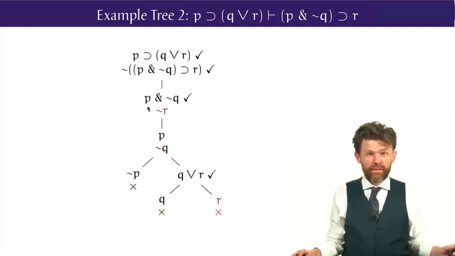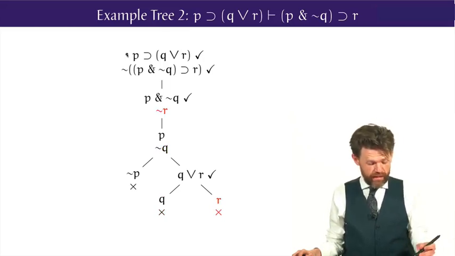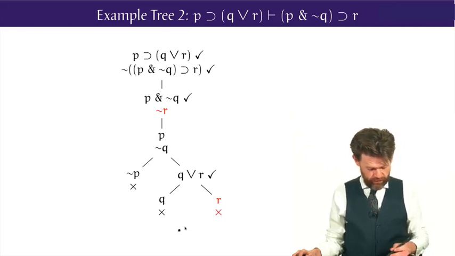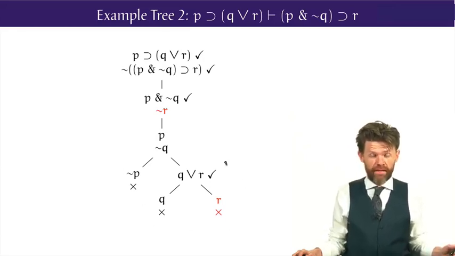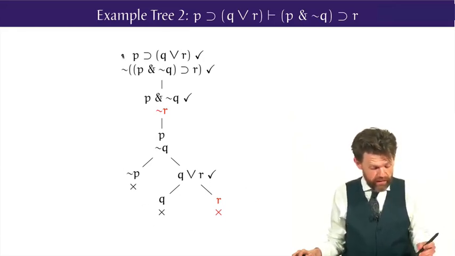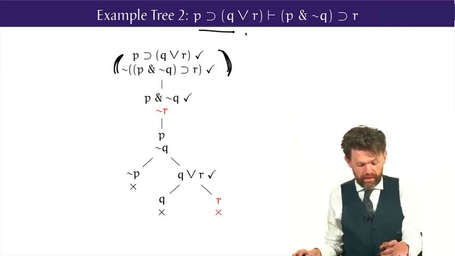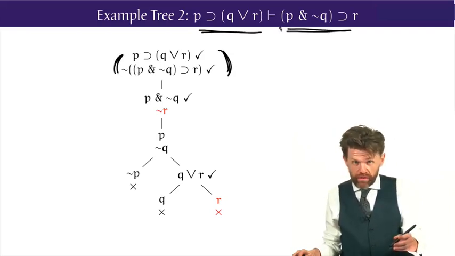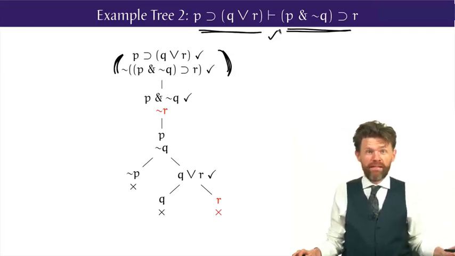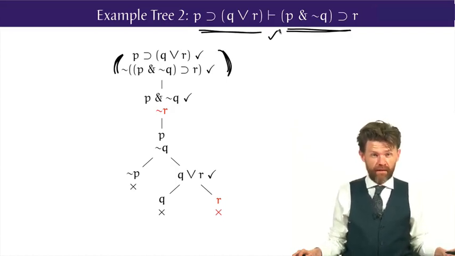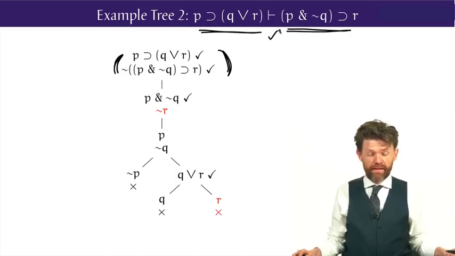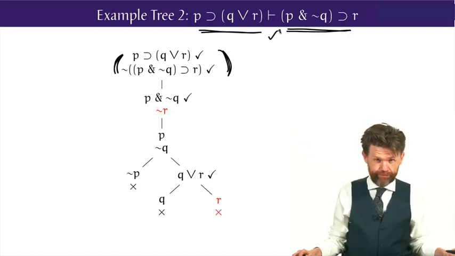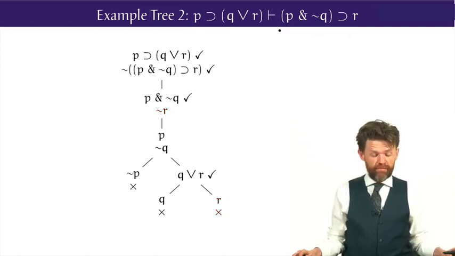So in this case, the tree started with the premise and the negation of the conclusion, and as I processed it, I got some different possibilities, and none of them worked out. There is no way to make these two formulas true at the same time, so there's no way to make the premise of this argument true and the conclusion false, so indeed the argument is valid. This is a valid argument because the tree for the premise and the negation of the conclusion closes. So that's a valid argument.